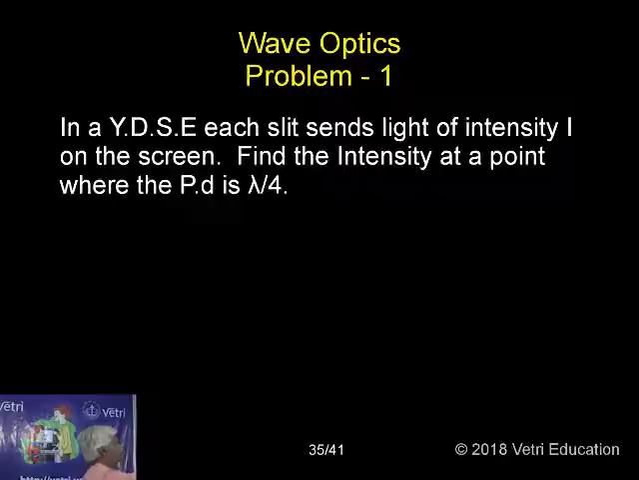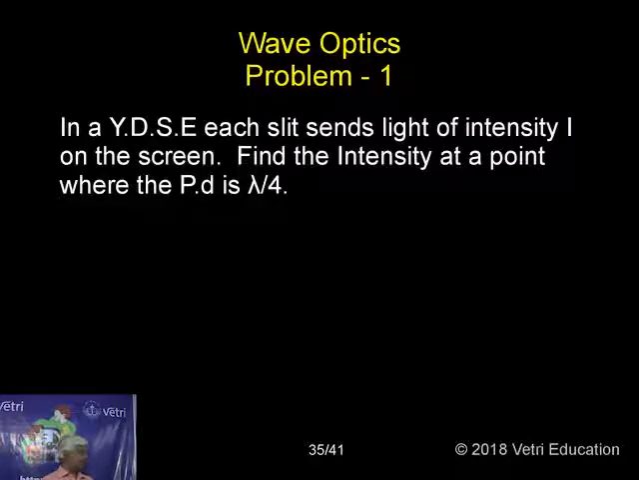Now we can solve some problems in wave optics. We have seen wave optics thoroughly so far. First we have to find the difference between geometrical optics and wave optics. In wave optics, we have studied the wave nature. In a YDSE, that is the double slit experiment, each slit sends light of intensity I on the screen.